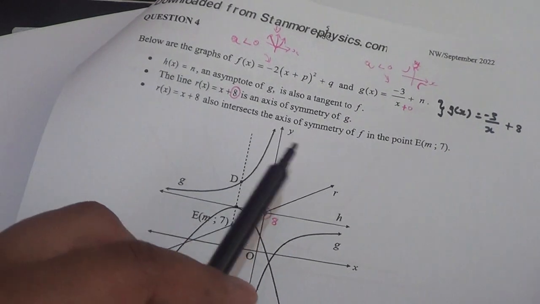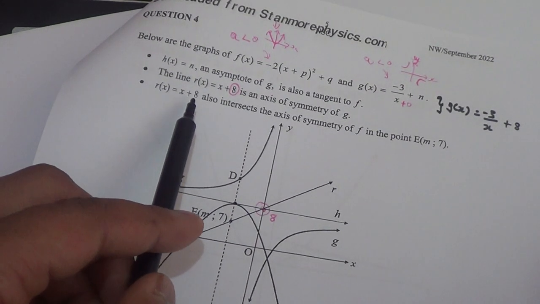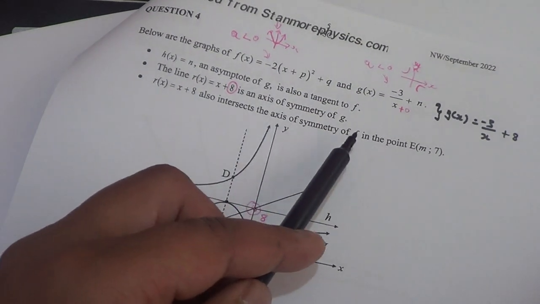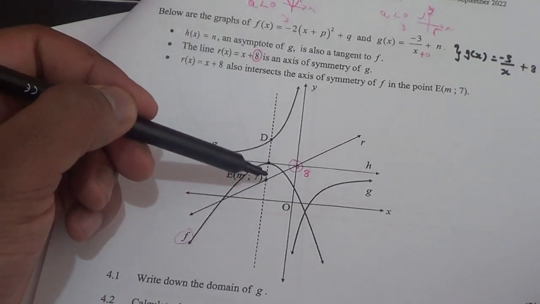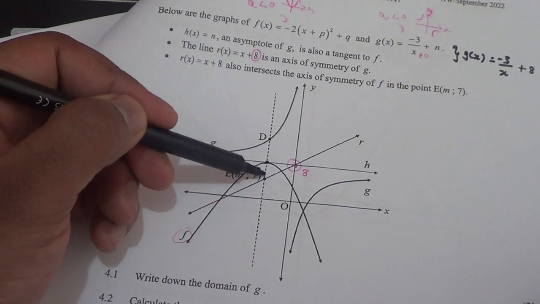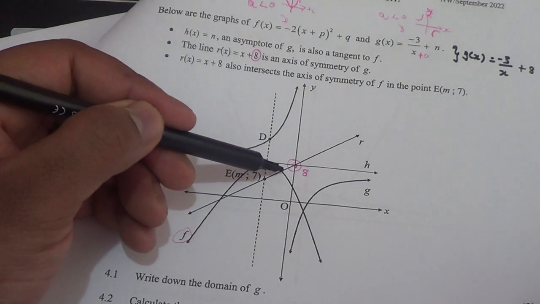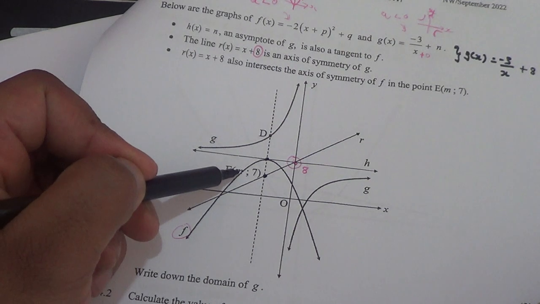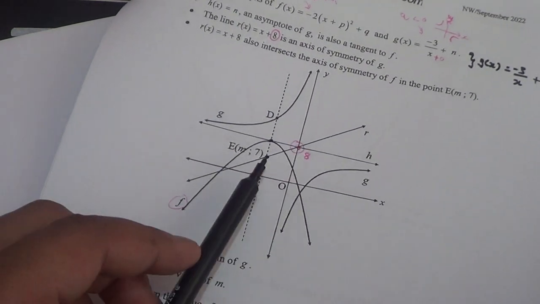Okay. And then we're looking at this one here. It says now r of x equals x plus 8 also intersects the axis of symmetry of f. So basically this is the axis of symmetry of f, meaning it gives us the x-coordinate of the turning point. So this line here is being intersected by this one at this point E, which is (m, 7). Okay, so not a problem.